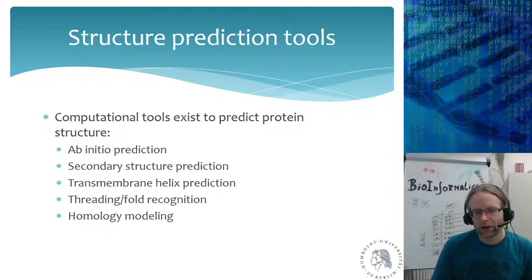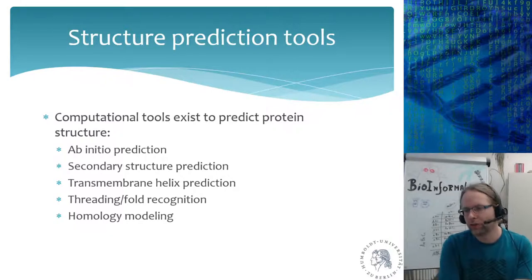Then there's something called threading or fold recognition. This is based partially on homology, but threading and fold recognition is its own prediction method. And then there's homology modeling, which is the way that you use known structures from other proteins to predict structures in new proteins. If I have a sequence of 50 amino acids, and I know that these 50 amino acids have a certain sequence in protein A, which has been solved by X-ray crystallography, then I can use this known structure to say, well, in this protein I find 44 out of 50 amino acids, so it will be very similar to the one that we already know.